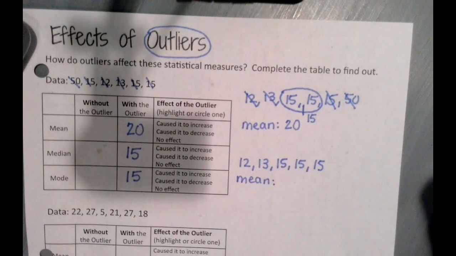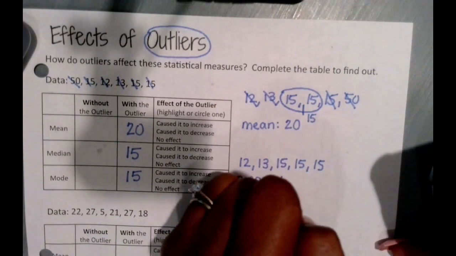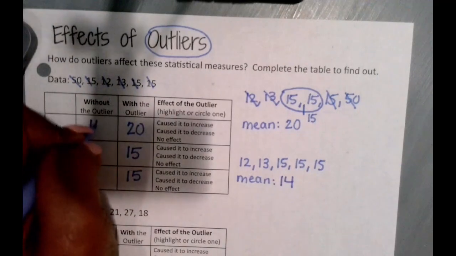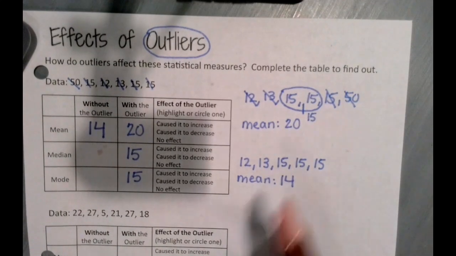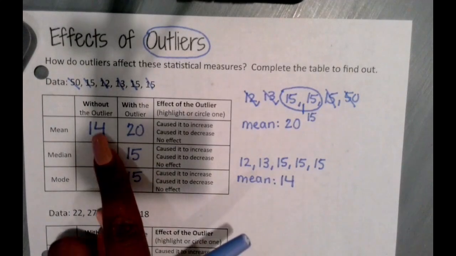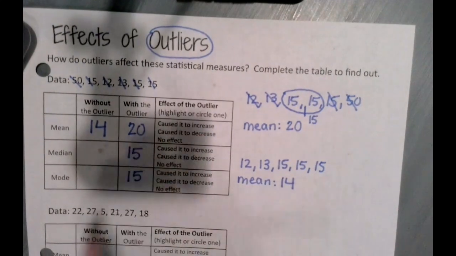So we have 12 plus 13 plus 15 plus 15 plus 15. And then I'm going to divide it by, now I have 1, 2, 3, 4, 5 pieces of data. And I get 14. So instead of us all getting 20 pieces of candy, we're actually now only going to get 14. So the question is, what is this outlier of 50 doing to the mean? If the 50 is not there, the mean is 14. With the 50, the mean goes up to 20.